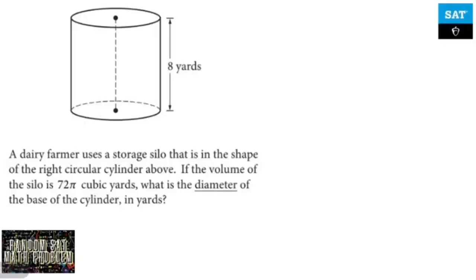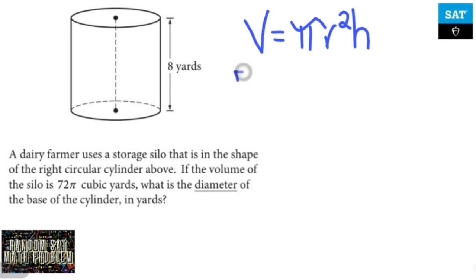A dairy farmer uses a storage silo that is in the shape of the right cylinder above. If the volume of the silo is 72 pi cubic yards, what is the diameter of the base of the cylinder in yards? All right, so the formula that I like to use is V equals pi r squared h, and that is the volume of a cylinder. So it tells me right there that the volume is 72 pi. That's going to equal pi r squared h, and it gives us h is 8, which is height.